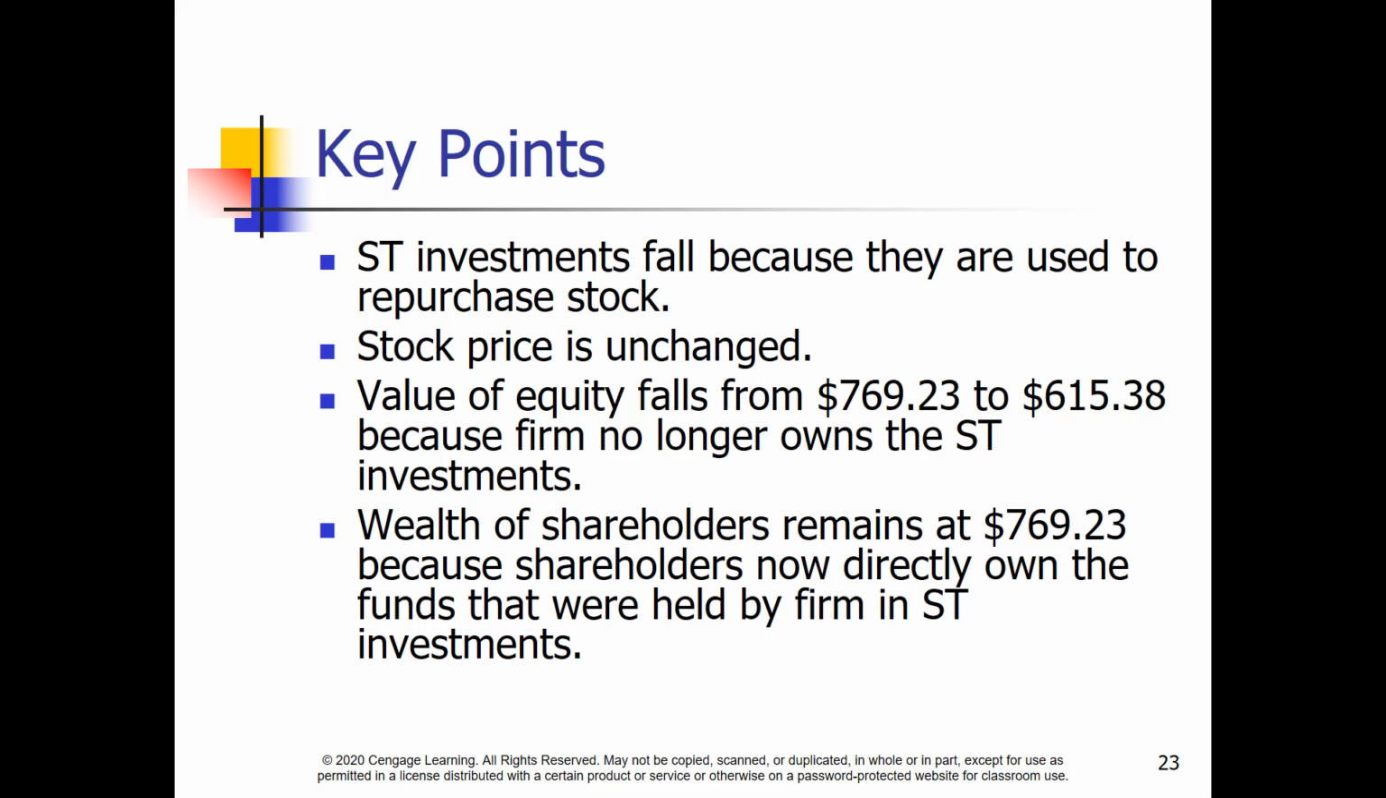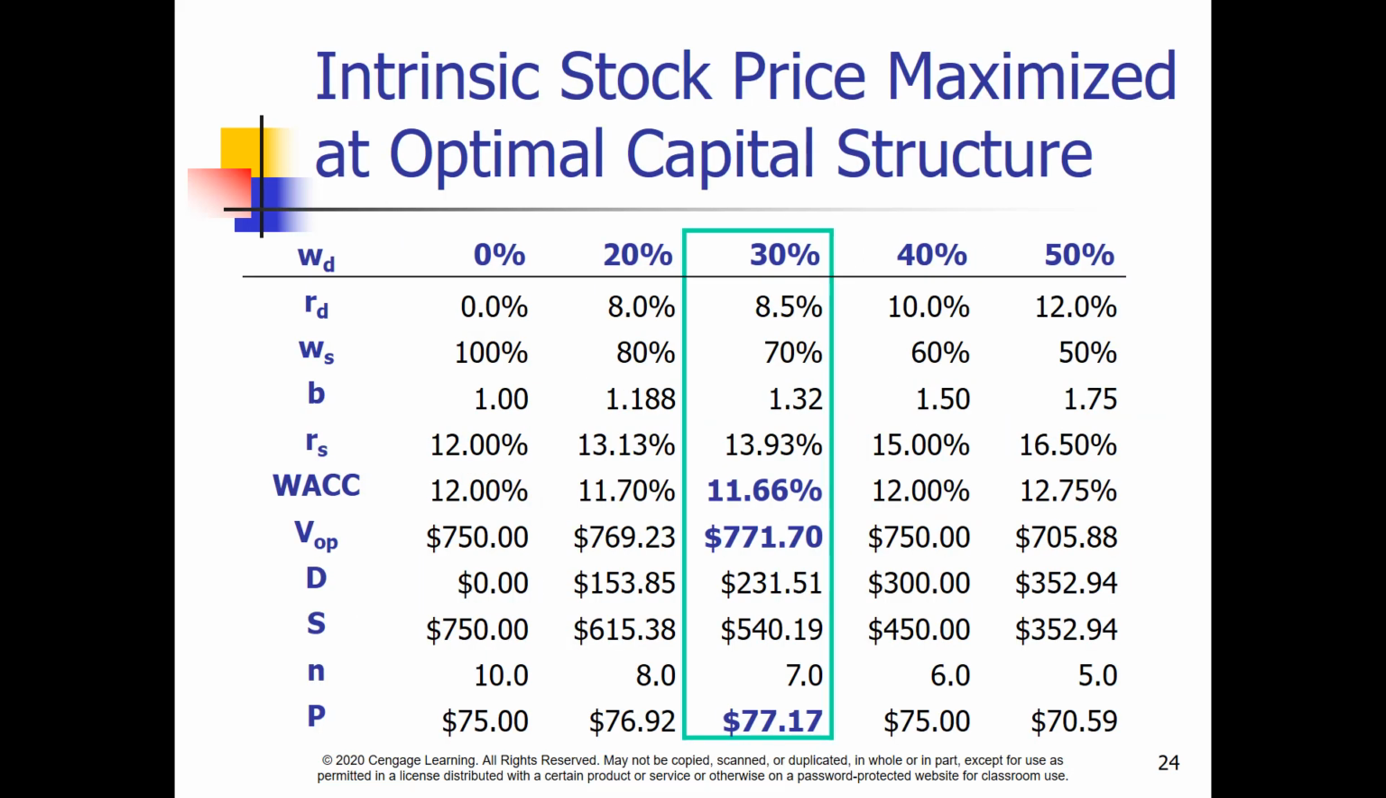The stock price rises on the issuance of debt and remains at that level. Though the value of equity falls, the number of shares outstanding falls in sync, so the stock price stays constant. The wealth of shareholders also remains at the elevated level. Though 30% debt is the optimal capital structure, Pizza Palace elected to go with the 20%.